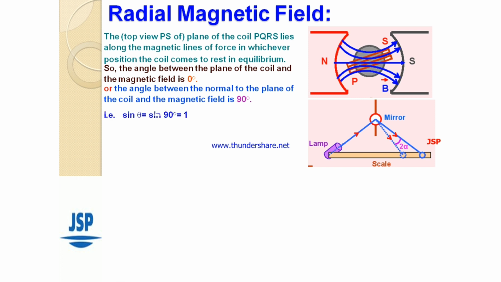Radial magnetic field. The top view PS of the plane of the coil PQRS lies along the magnetic lines of force in whichever position the coil comes to rest in equilibrium.